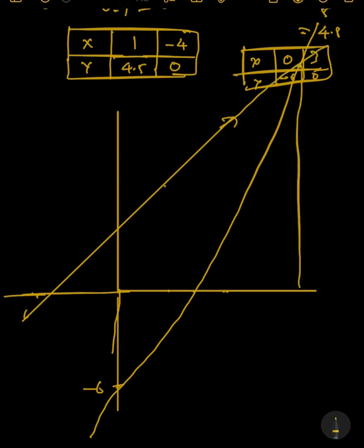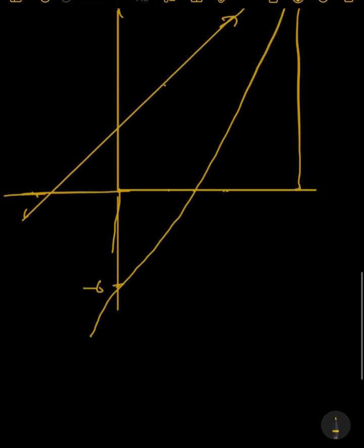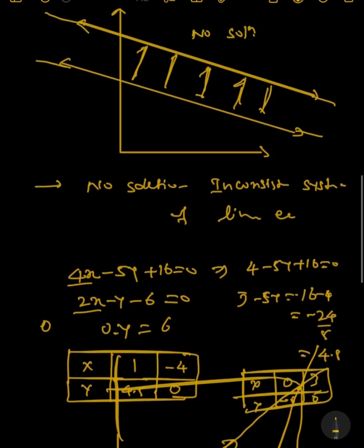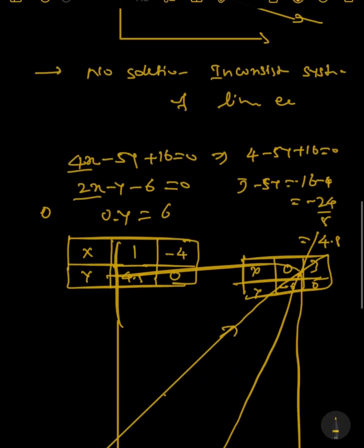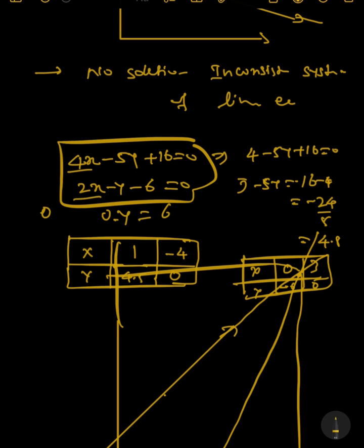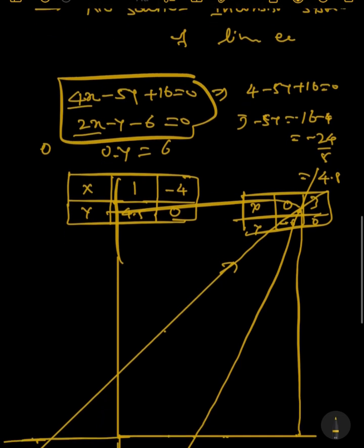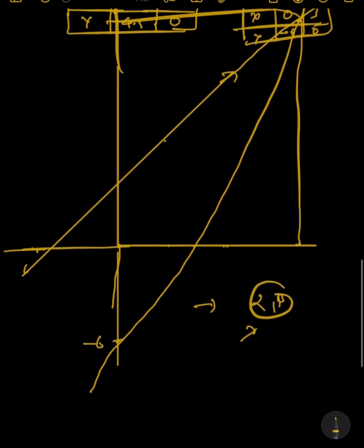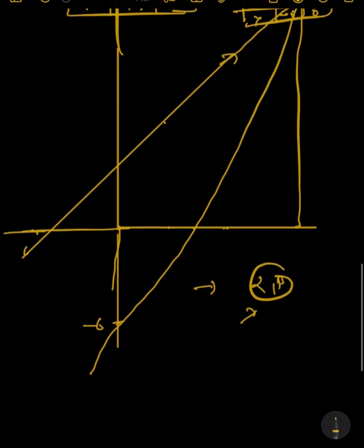This point will have both coordinates x and y. Okay, so we will find this coordinate. This coordinate will give the answer. Suppose alpha and beta are the coordinates of that point, then alpha and beta will be the solution of this system of equations.